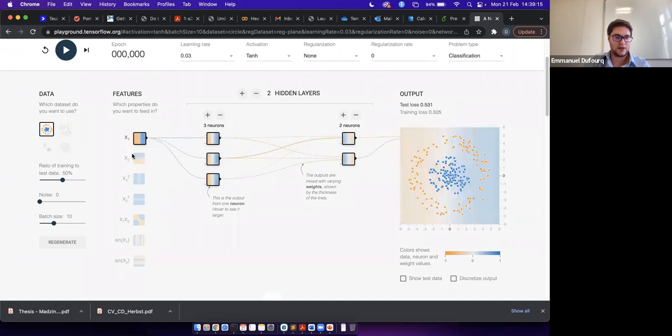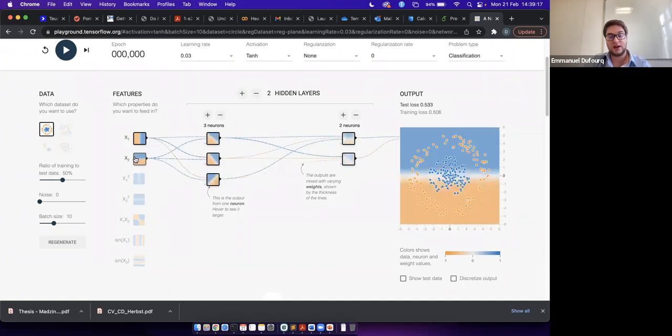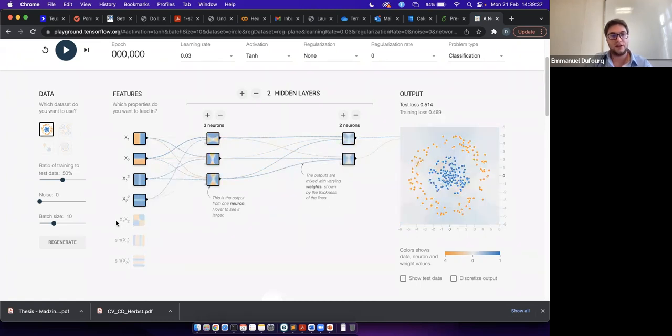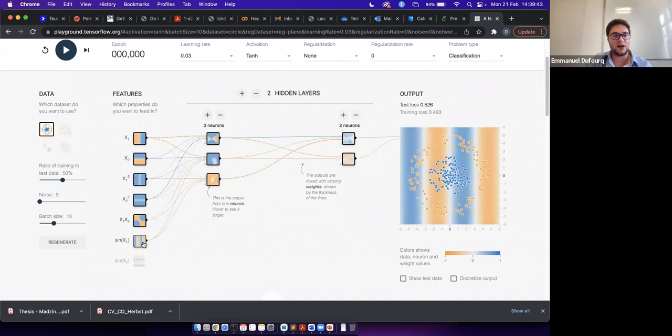Do you want to use X1 and X2 directly, or do you want to engineer some features? So something in machine learning is engineering features, where we manipulate the features to try and improve our model. So here it's X1 squared, X2 squared. And then here, if you wanted to use X1 times X2, you could use this as well. You could have sine as well.